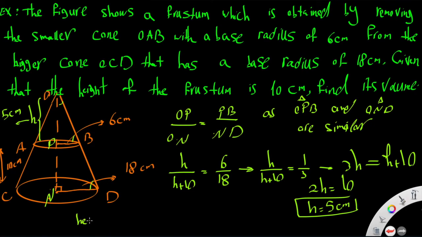Now the height of the cone OCD will be equal to 5 plus 10, which is 15 centimeters. Now let's turn a page over.